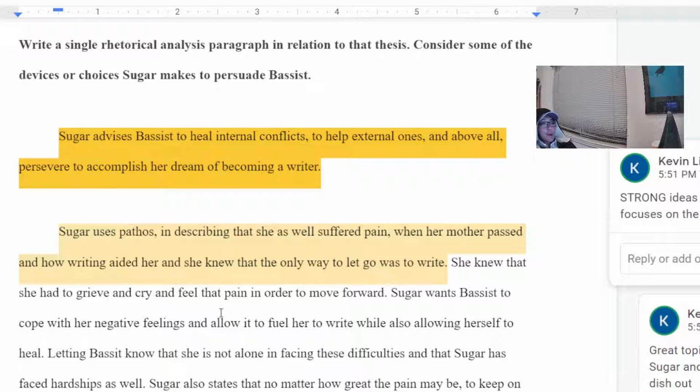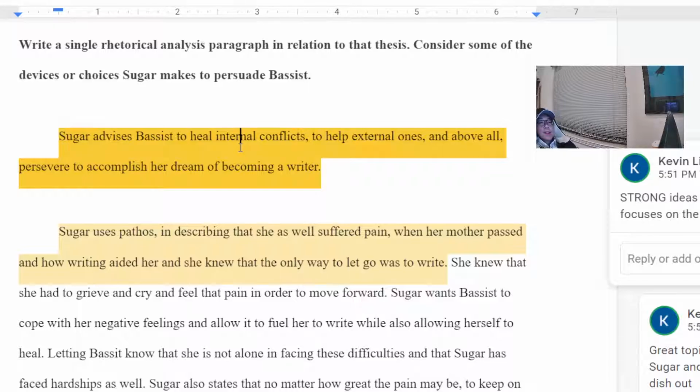I have some comments on this side if you want to look at them too, but otherwise, the student wrote for their thesis, "Sugar advises Bassett to heal internal conflicts, to help external ones, and above all, persevere to accomplish her dream of becoming a writer." Damn, that is not a bad thesis whatsoever. It's a very strong statement of what Sugar is ultimately trying to do altogether here. It's a nice word here too, advises. Nice verb that she chooses for this thesis here.